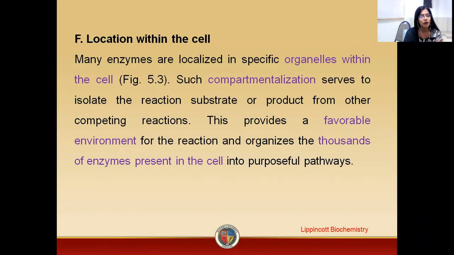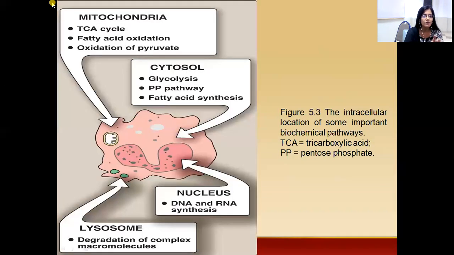These enzymes are either present within the cell or present in the plasma. We have seen that there are certain enzymes which are present within the organelles. For example, in the mitochondria we have certain enzymes for the TCA cycle, fatty acid oxidation and oxidation of pyruvate. And for glycolysis, the pentose phosphate pathway and fatty acid synthesis, we have certain enzymes in the cytosol.